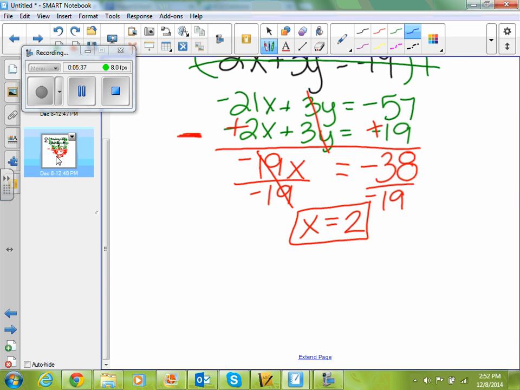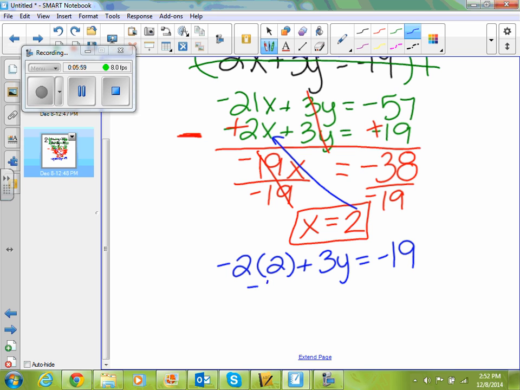Do I plug that into my top equation or bottom equation to solve for y? Bottom, okay. So I'm going to plug it into my bottom. So I have negative 2 times 2 plus 3y equals negative 19. Negative 2 times 2 is negative 4, so negative 4 plus 3y equals negative 19. How do I get rid of the minus 4? Add 4.